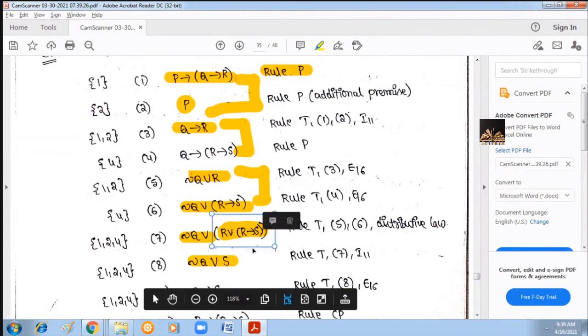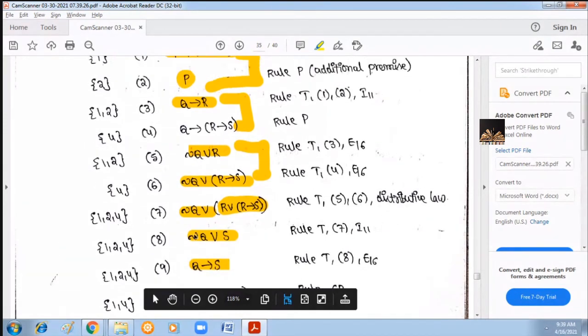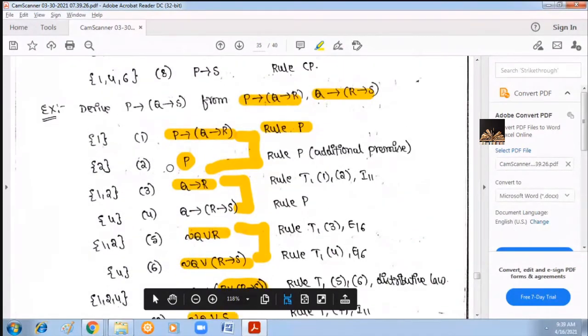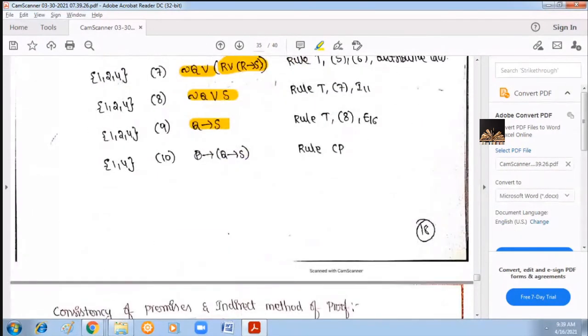From this you will get S as your answer. And you can write negation Q union S as Q tends to S. So from the given set of premises and from P, you are able to derive Q tends to S. Therefore, using rule CP, you can also prove P tends to Q tends to S as your conclusion.